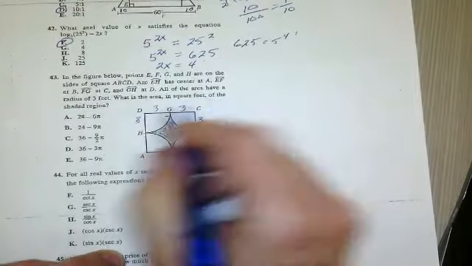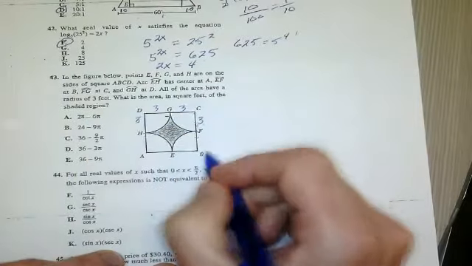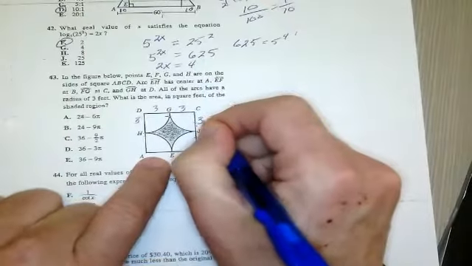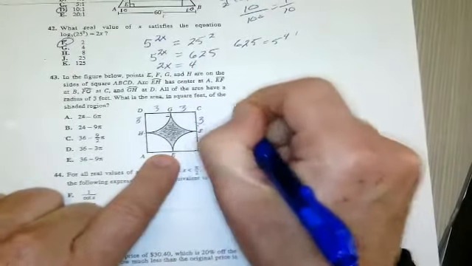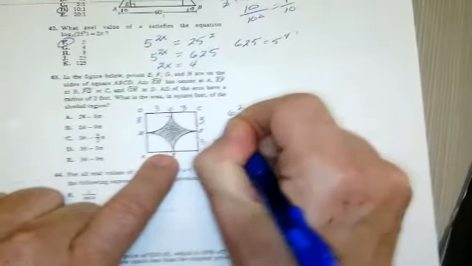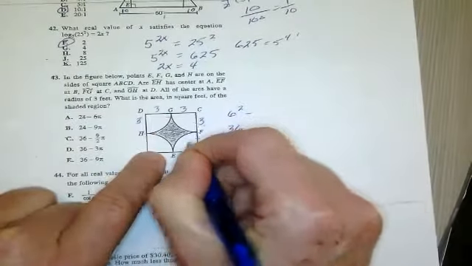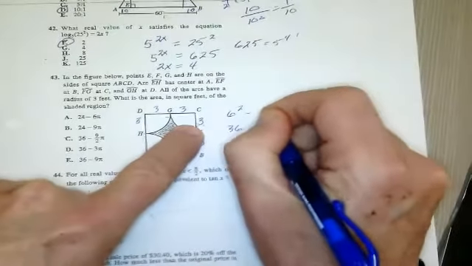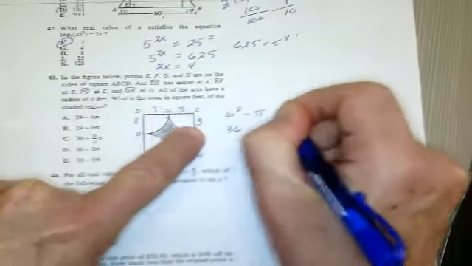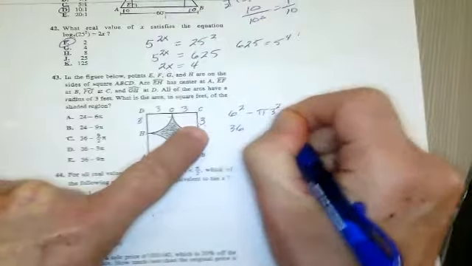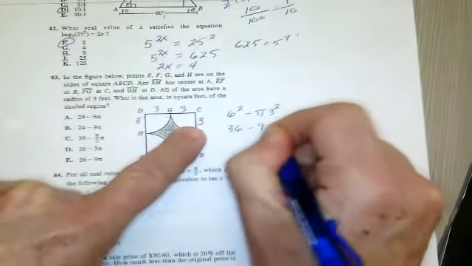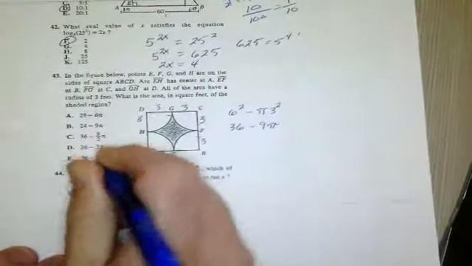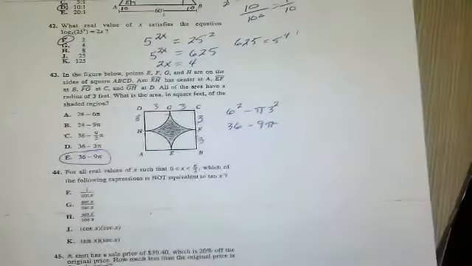What is the area in square feet of the shaded region? Well, I have a square that is 6 by 6. So that's 6 squared, or 36, minus this unshaded region, which forms a circle, which is pi r squared. So pi times 3 squared, which is 9. So this is 9 pi. And there's my answer: 36 minus 9 pi.